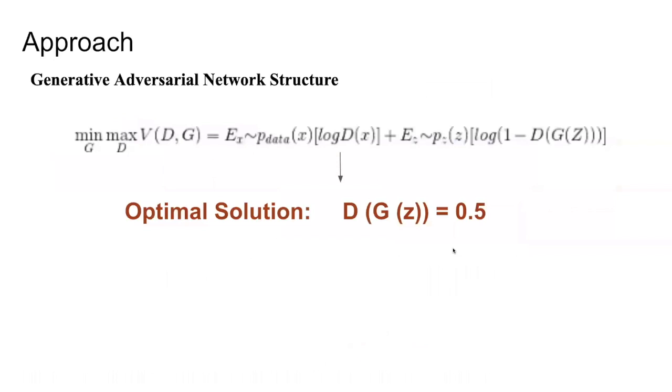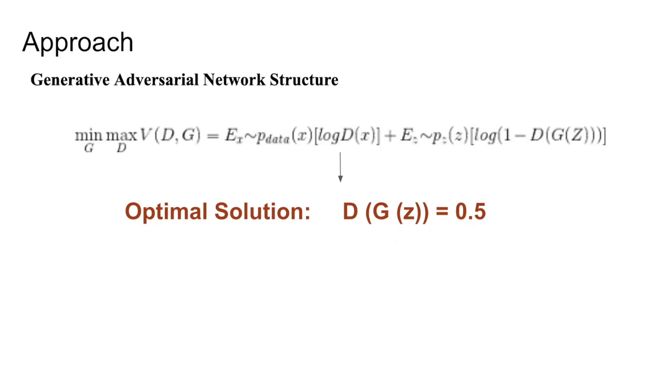Here's the math behind that. Dr. Ian Goodfellow solved the optimal solution of this equation to be D(G(z)) = 0.5. The 0.5 is like a 50-50 chance. It means the result of the contest between the two models is that the generator can output fake data which is difficult for the discriminator to determine whether it is fake or real.